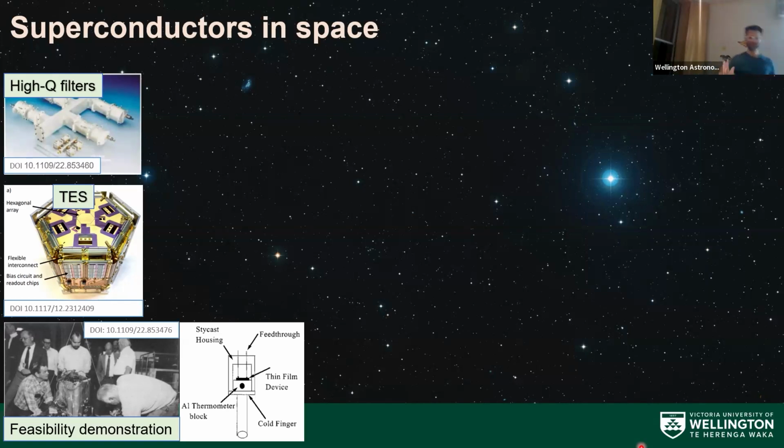This little image down here is to remind me to say that superconductors have actually flown in space before. There's been one demonstration. It flew in the late 90s, and it basically demonstrated that the superconducting material we've been working with remains superconducting in the environment of space.